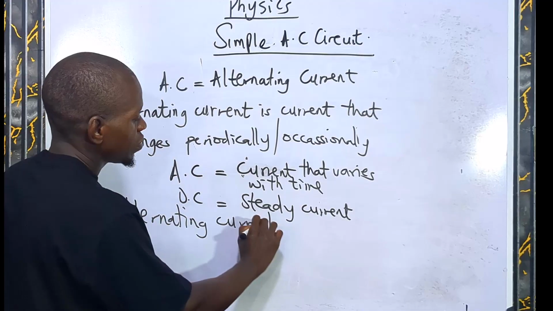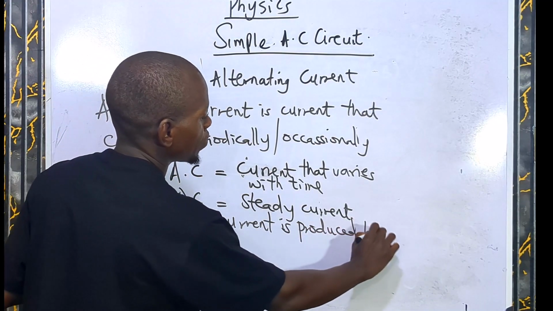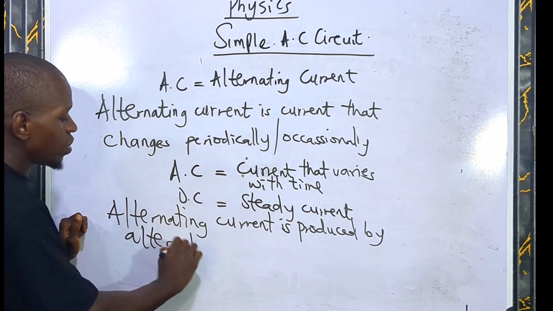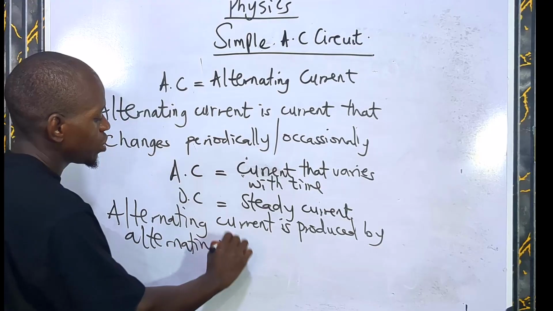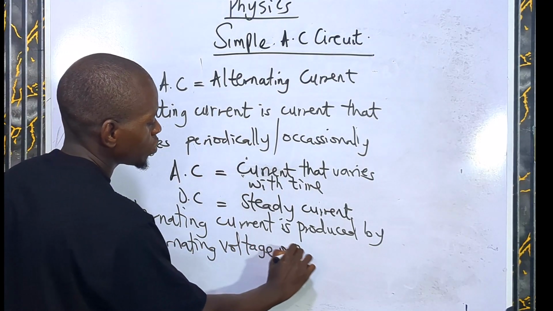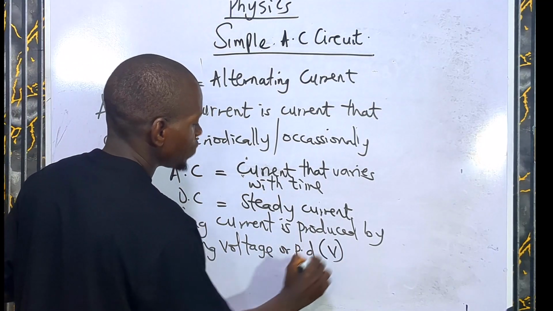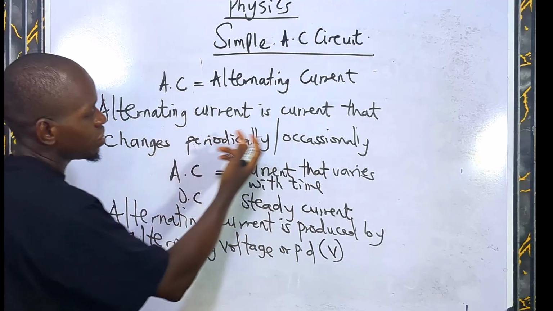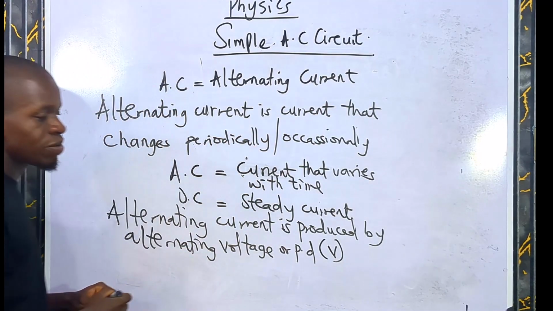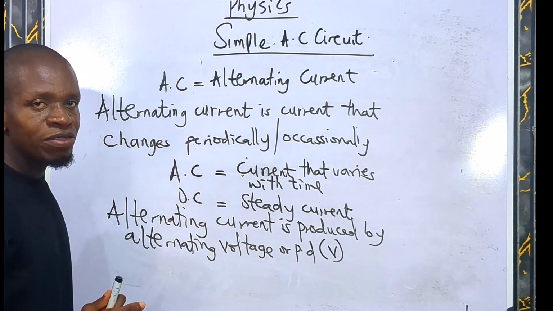Alternating current is produced by what we call alternating voltage. If I do not call it voltage, I can also call it potential difference. And I can represent this with letter V, whereas my alternating current still remains your letter I. I can use my letter I to represent that. Alright. Now, these are the basic things that you need to know about this.